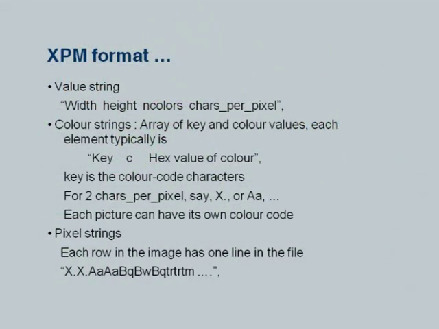First of all, what is a value string? The value string contains values: width, height, number of colors and characters per pixel. These are four values, 1, 2, 3, 4, separated by blanks. And these values are enclosed in a double quotation mark at the beginning and a double quotation mark at the end, followed by a comma. So this is actually a string.